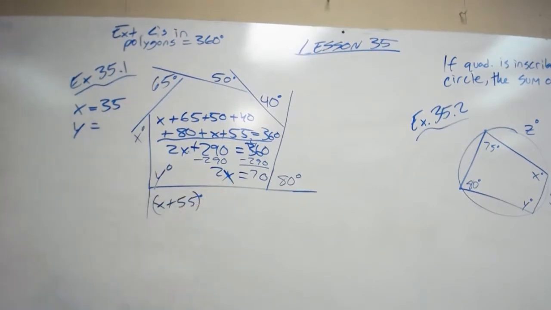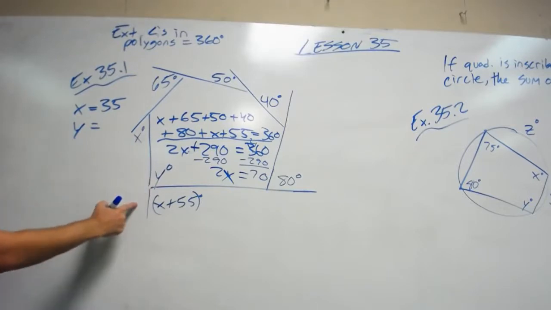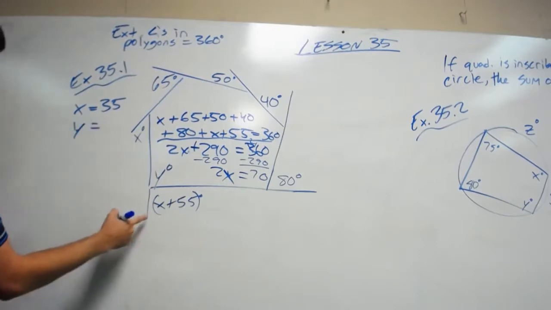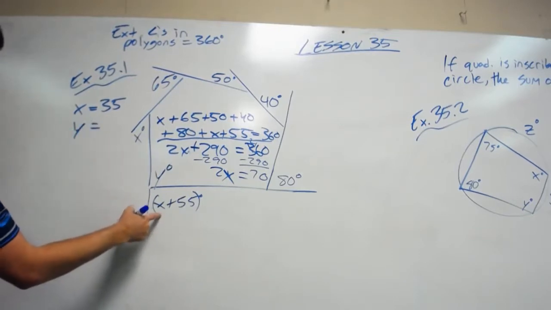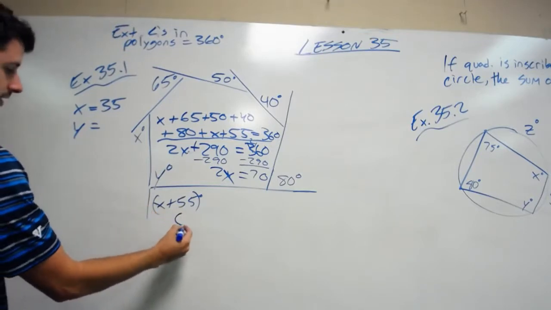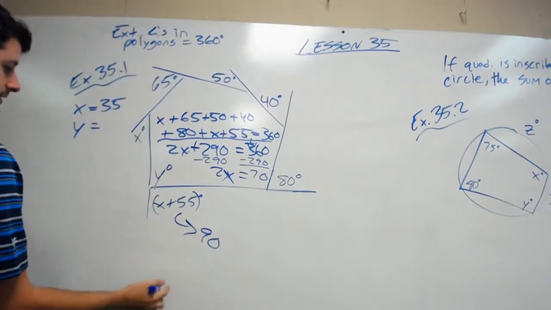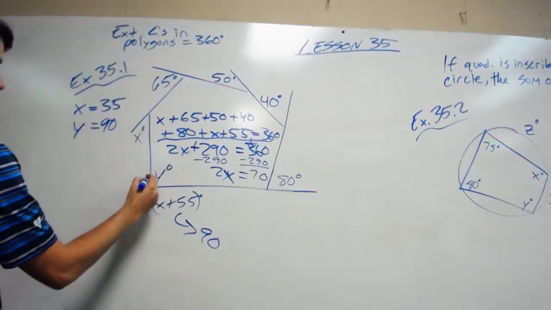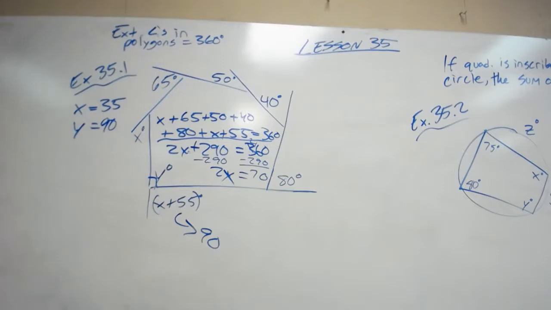x is 35. Now it wants us to solve for y. Well, you can probably figure that out. They're a linear pair, so they're supplementary. So x is 35. So 35 plus 55, that's actually 90. So y would be 90. That would mean they are perpendicular. And that's how you solve for exterior angles in polygons.